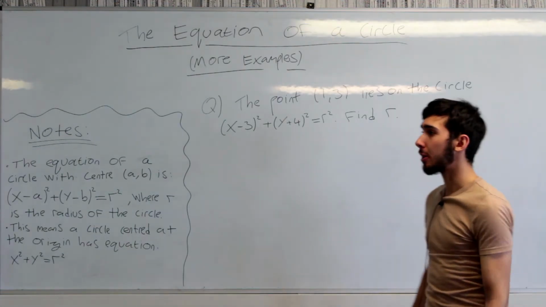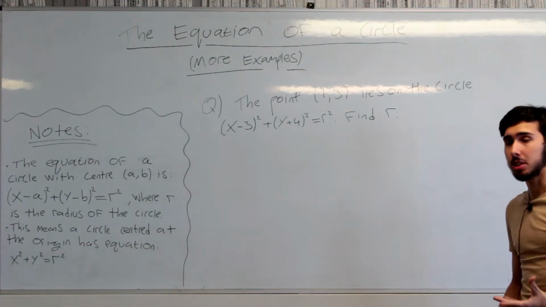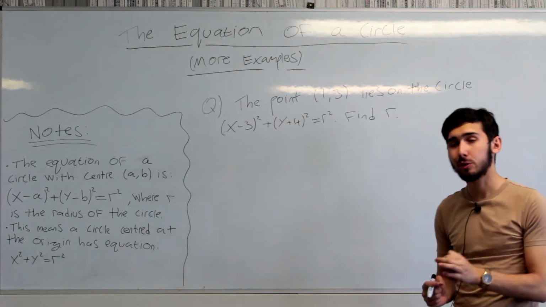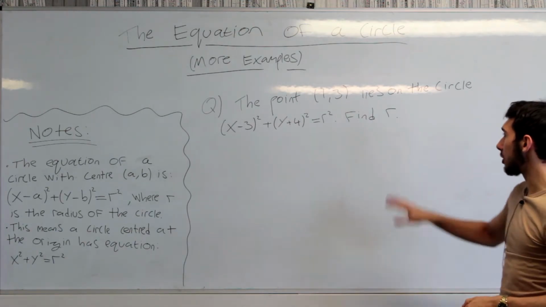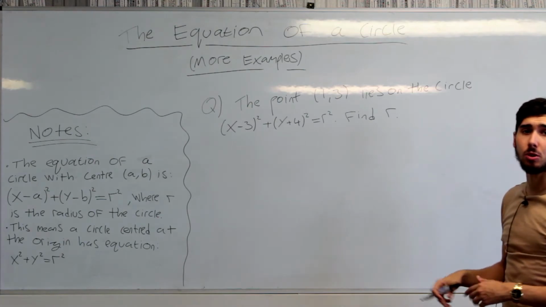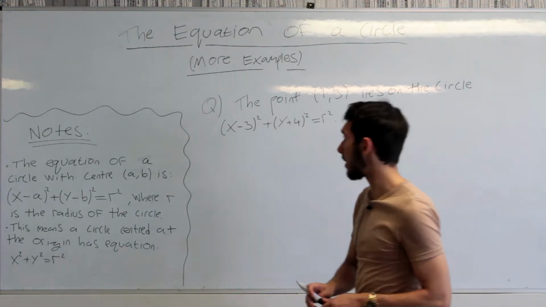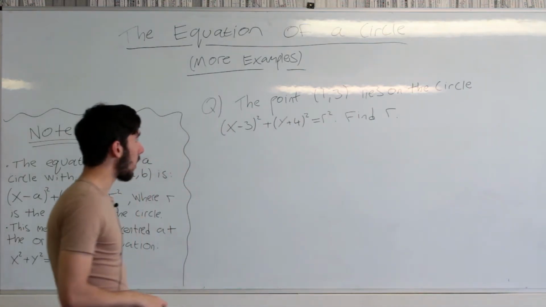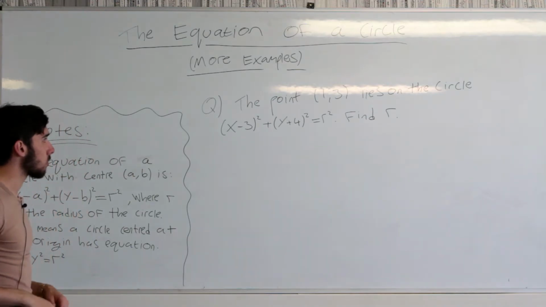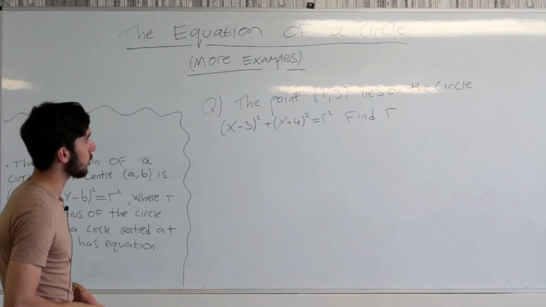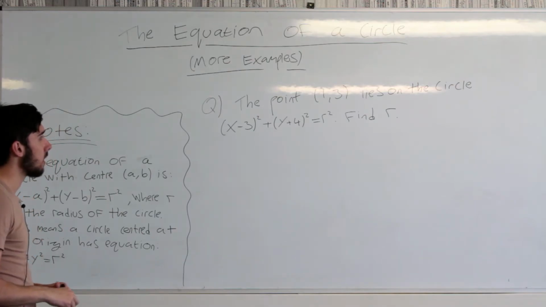Okay guys, so you've got another example here. It's a little bit similar to the previous one, but instead of asking us for the equation of the circle, it's actually just asking for r. So we will need to be doing some square rooting at the end of this. So the point 1, 3 lies on the circle x minus 3 squared plus y plus 4 squared equals r squared. Find r.